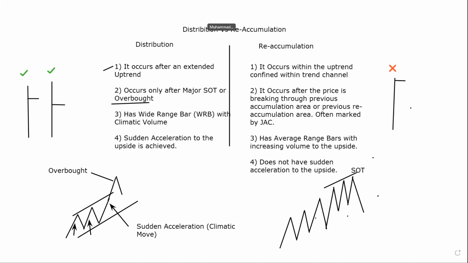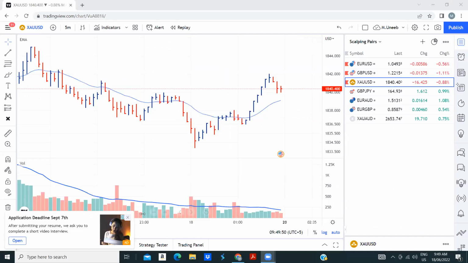And obviously, the volume in all these bars would dramatically increase. Huge volume. Sudden acceleration to the upside is achieved. As I told you, this is sudden acceleration, you can see. All right, so let me show you on the charts here. I will clear all the points step by step.